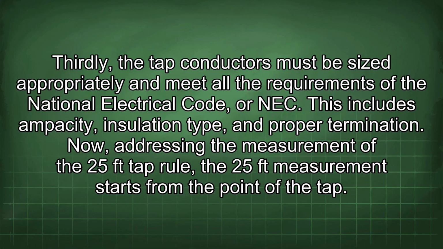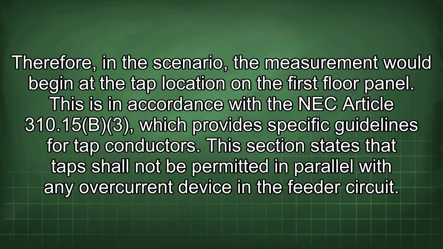Thirdly, the tap conductors must be sized appropriately and meet all the requirements of the National Electrical Code, or NEC. This includes ampacity, insulation type, and proper termination. Now, addressing the measurement of the 25 FT tap rule, the 25 FT measurement starts from the point of the tap. Therefore, in the scenario, the measurement would begin at the tap location on the first floor panel.